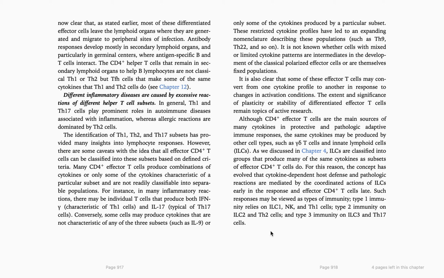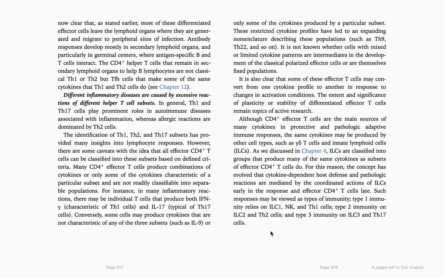The CD4 plus helper T cells that remain in secondary lymphoid organs to help B lymphocytes are not classical T helper 1 or T helper 2, but T follicular helper cells that make some of the same cytokines, such as interleukin, that T helper 1 and T helper 2 are making. See chapter 12. Different inflammatory diseases are caused by excessive reaction of different helper T cell subsets.